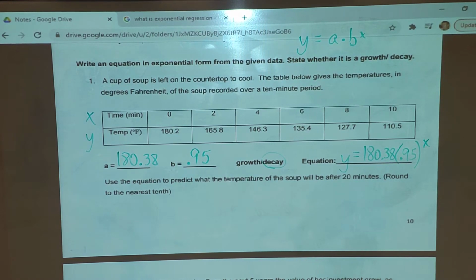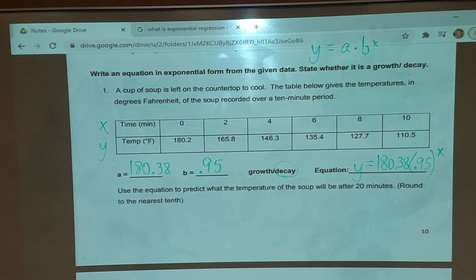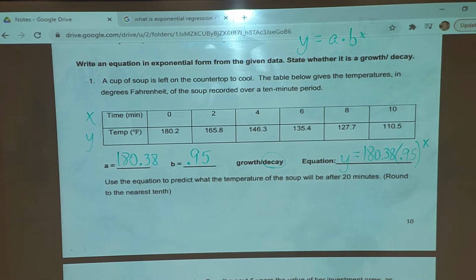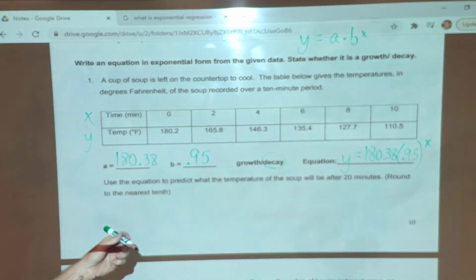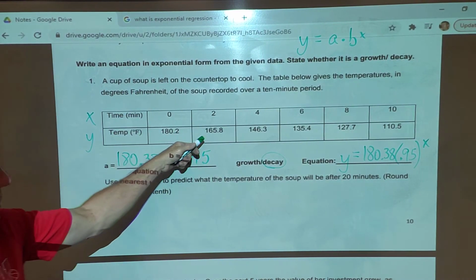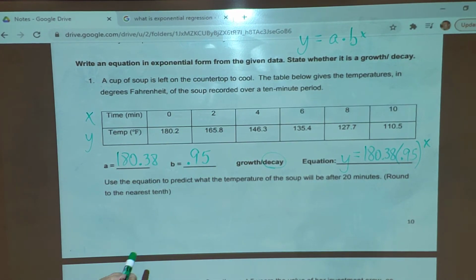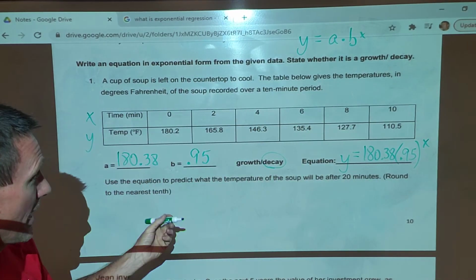Okay, so this now says, below this, hopefully we can see this on the screen, use the equation to predict the temperature of the soup after 20 minutes, and then round to the nearest tenth. So again, x in this problem is time in minutes. If we continue and get 12 minutes, 14, 16, so forth, again, the temperature is going down. So at 20 minutes, it should be well below the 110. So let's plug in 20 for the value of x.